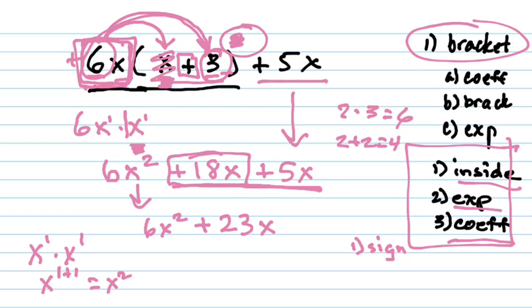All right. So we have to do the bracket first because of the order of operations. In order to do the brackets, we first look where? Inside, guys. Then we look for the coefficient, which is the multiplier. And we know it's a multiplier because it's right in front.